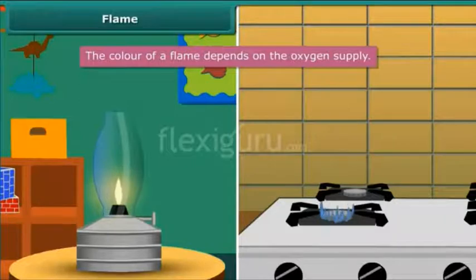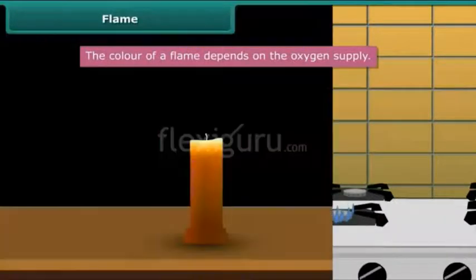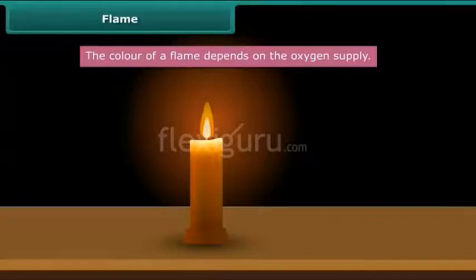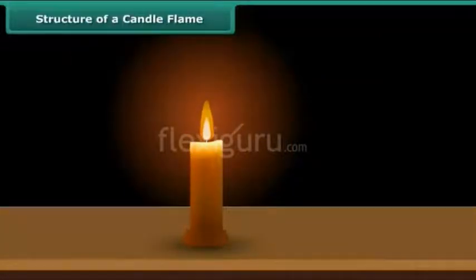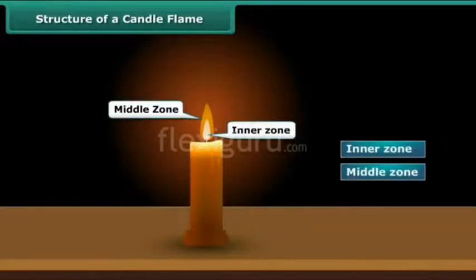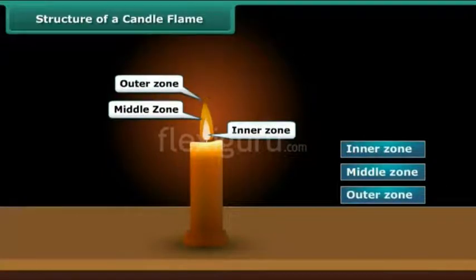Do you know how these flames are obtained? When we burn the candle with a matchstick, the heat of the matchstick melts and vaporizes wax, which rises through the wick and forms the flame. A candle flame can be divided into three regions: inner zone, middle zone and outer zone.